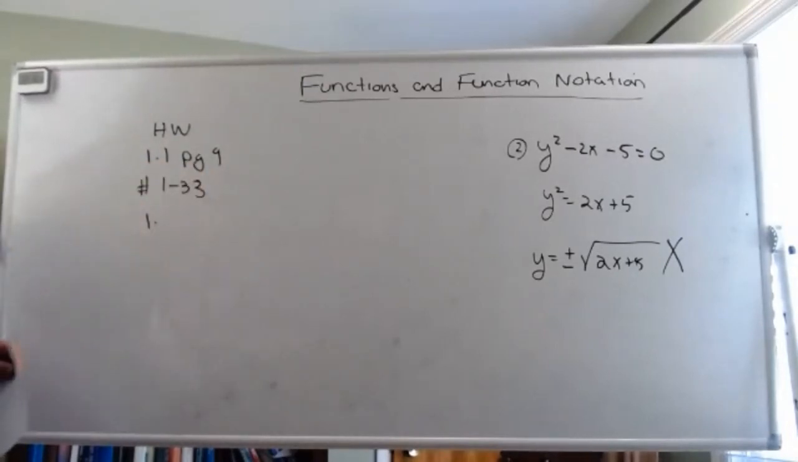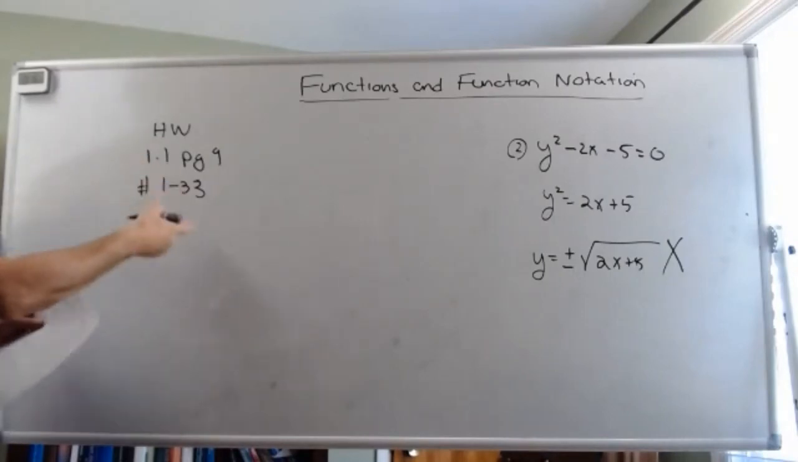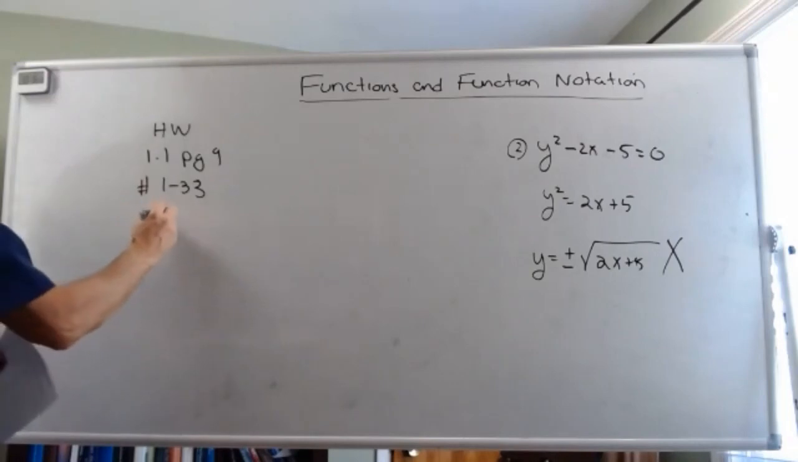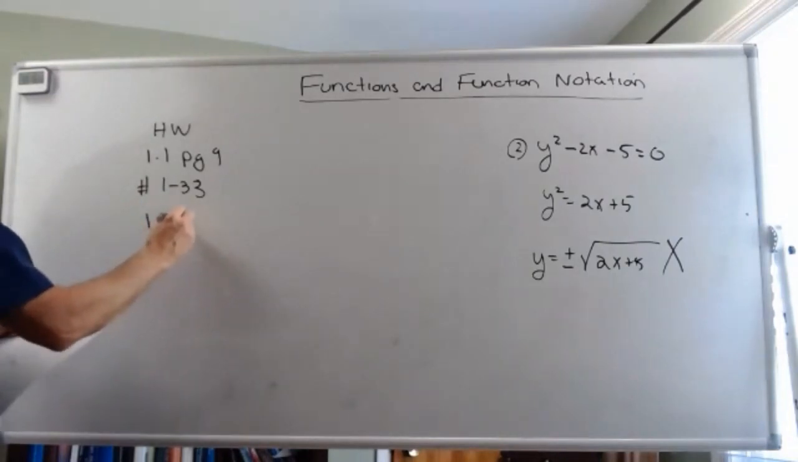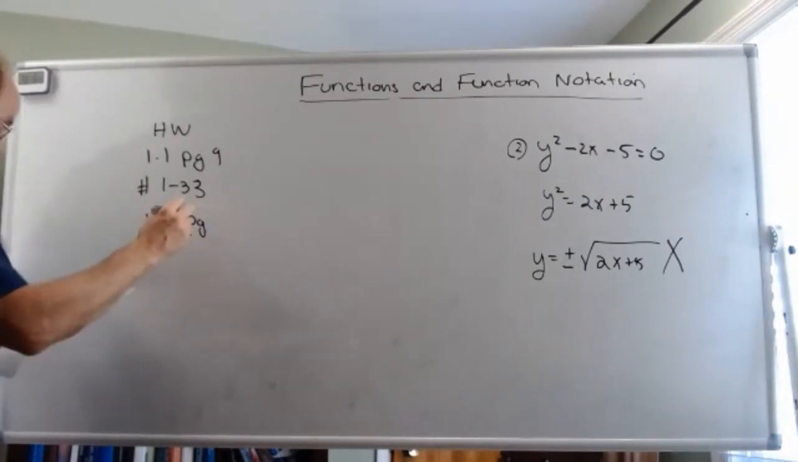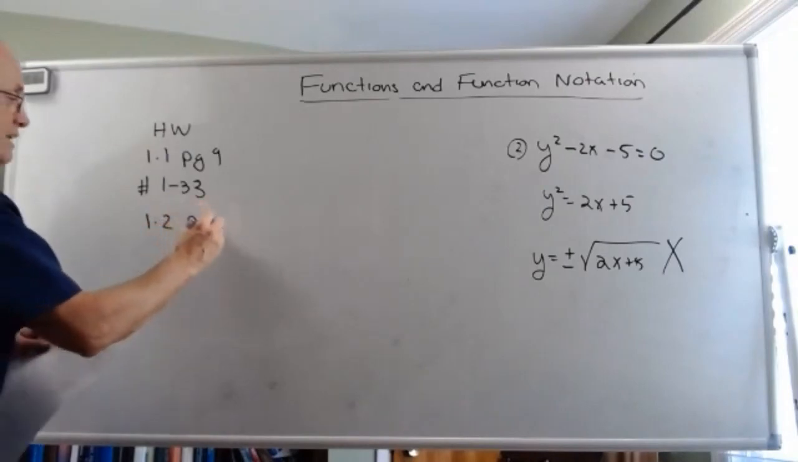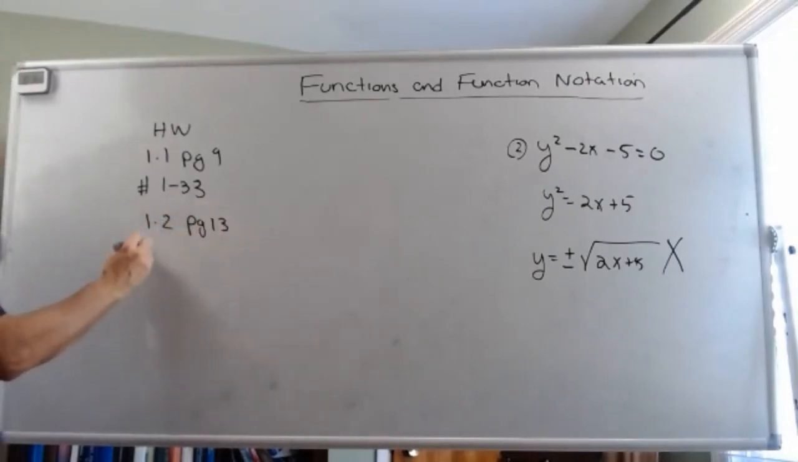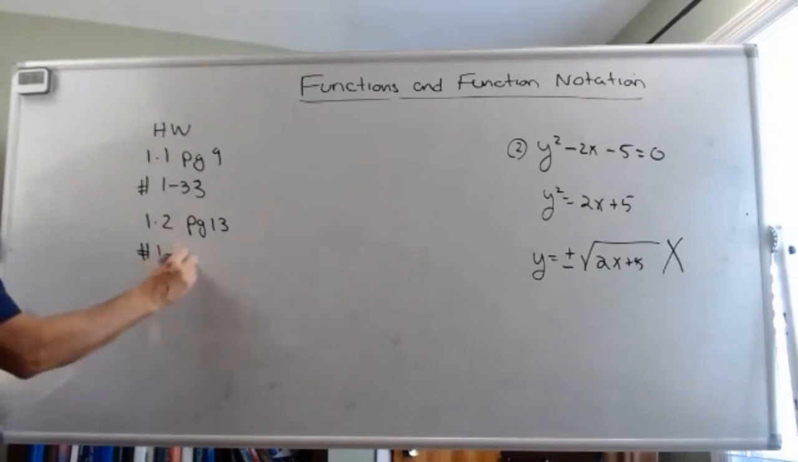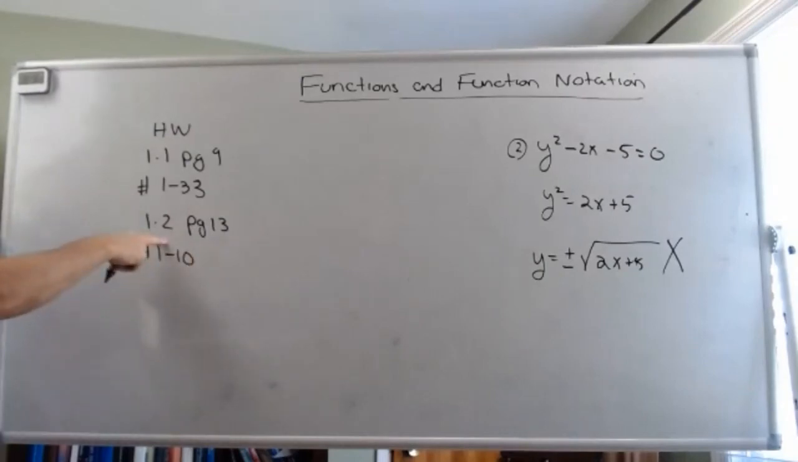Look at all of them. You can look at just the odd ones, but I have the answers for the even and the odd. So if you just want to do the odds, that's okay too. Section 1.2 on page 13, numbers 1 through 10. This is the basis of function notation.